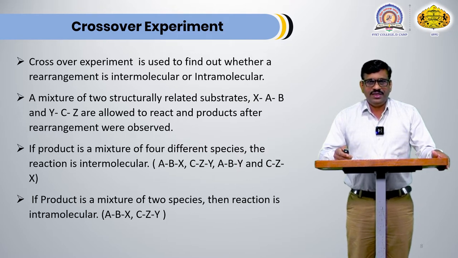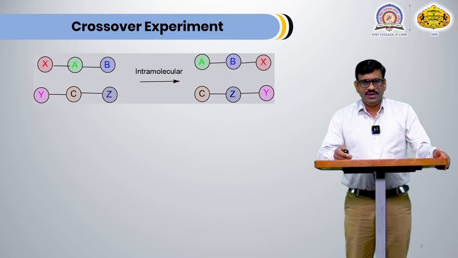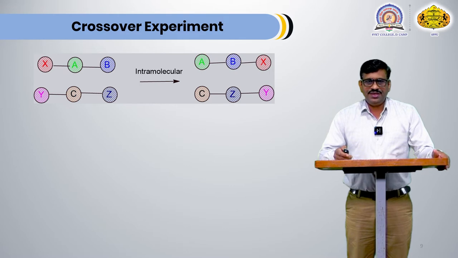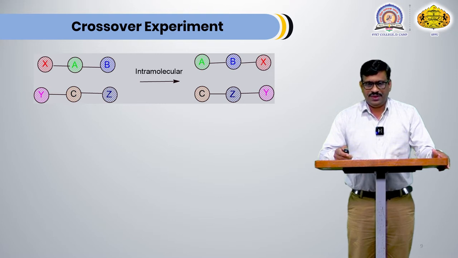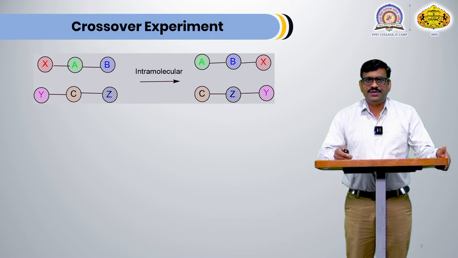This is explained on the next slide. Let's see this. These are 2 substrates. XAB is the first substrate, YCZ is another substrate. They are allowed to react, and after reaction, 2 products are obtained, ABX and CZY. In the first product, group X, which is attached to A, is migrated to atom B, and in the second case, group Y, which is attached to C, is migrated and gets attached to Z. In this case, only 2 products are obtained, and that's why it is called intramolecular rearrangement.